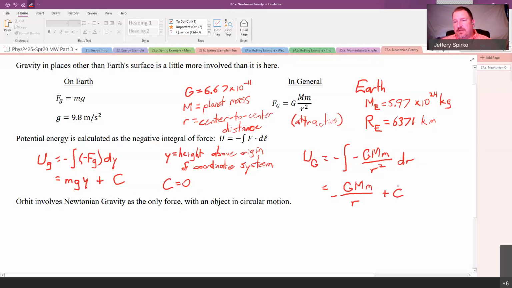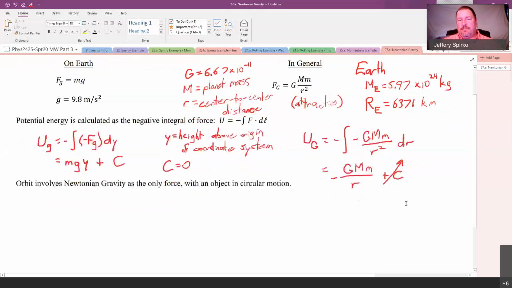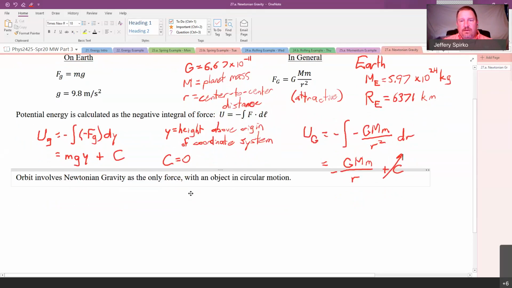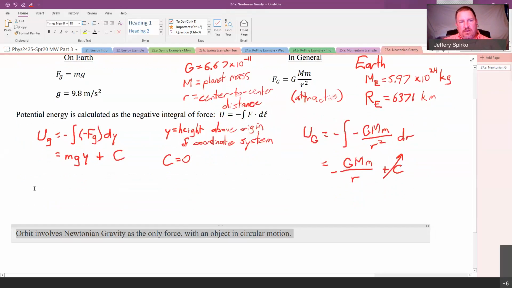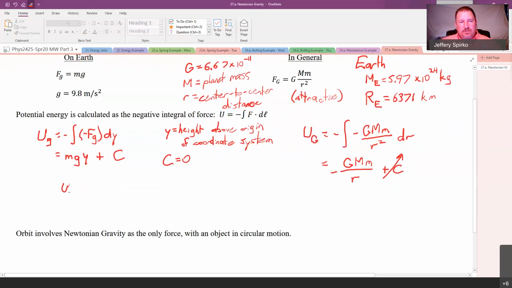Here, we're also going to kill the plus C and move that down a little bit. Note over here, UG equals 0 where y equals 0. Because if you get rid of that, UG is mgy, you set y equals 0, and your potential energy due to regular gravity is 0.